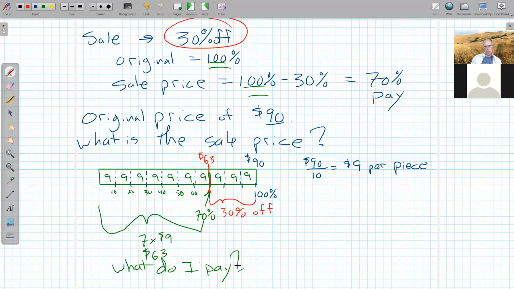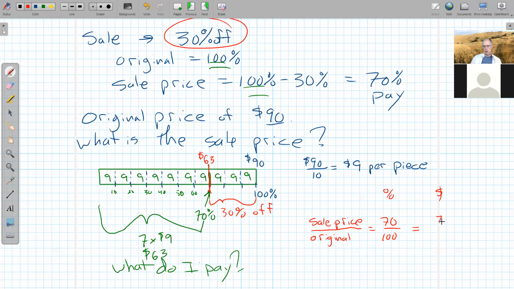And so usually when I set up proportions like this, I like to write them. So the proportion's a secondary way to do it. Initially, I wanted us to do these by the pictures. So here, I am interested in the sale price compared to the original. Percentage-wise, it's 30% off, so we're paying 70%. Originally, we pay 100%. So we have our percent fraction, and then we have our dollar fraction.